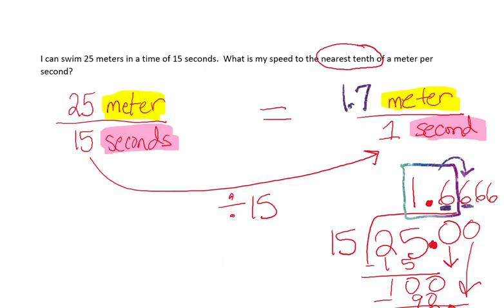If they ask me to round to the nearest meter, then I would look for the whole number 1, look to the right, and that would round up to 2 meters per second. So 1.7 meters per second. And we didn't have to do anything to convert units here. All we had to do was take the given number of meters and divide by the number of seconds to create that unit rate of how many meters per 1 second.